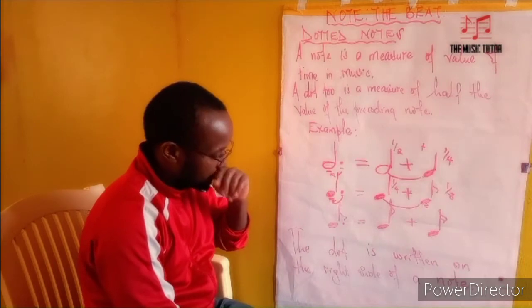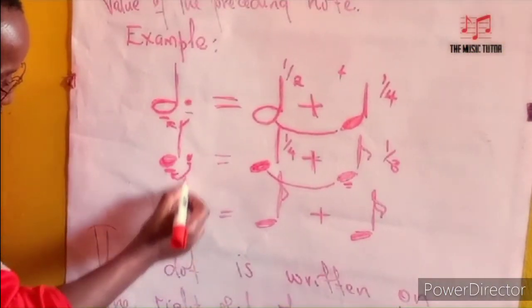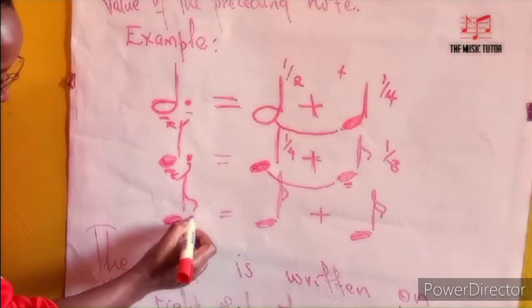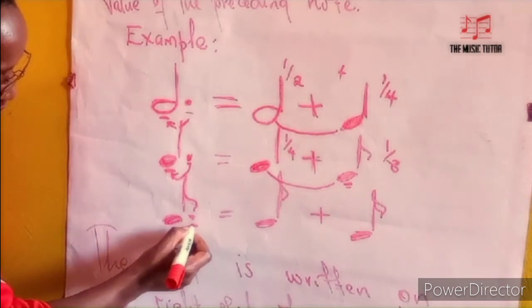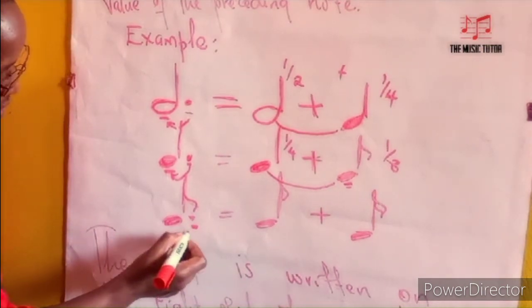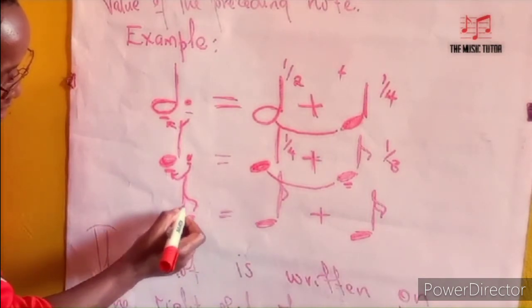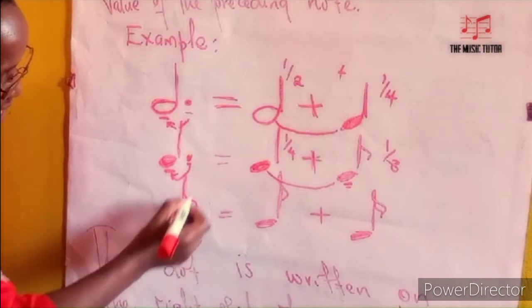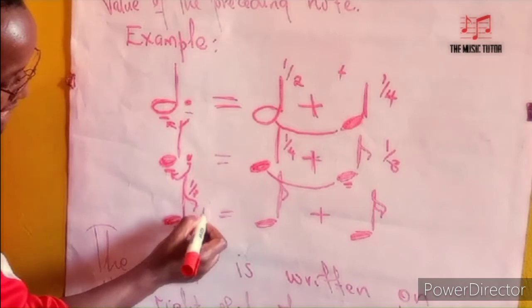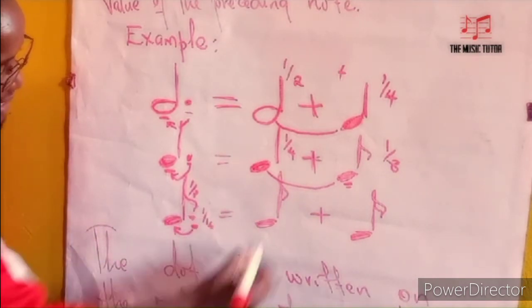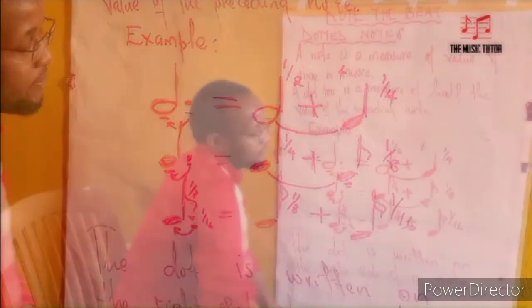Another example, we use a quaver and we dot it. This dot on the right side will take half the value of this preceding note, that is the quaver. Meaning, this will be an eighth note and this will carry the value of a 16th. That is, this is the eighth and this will be the 16th.